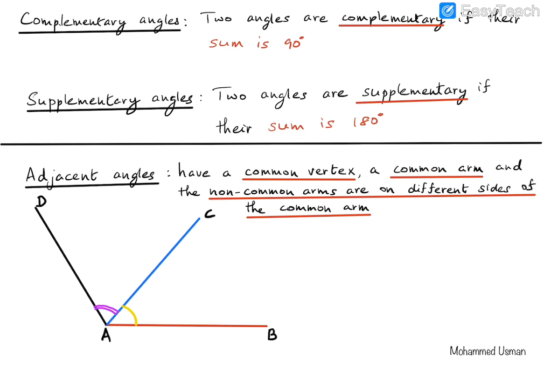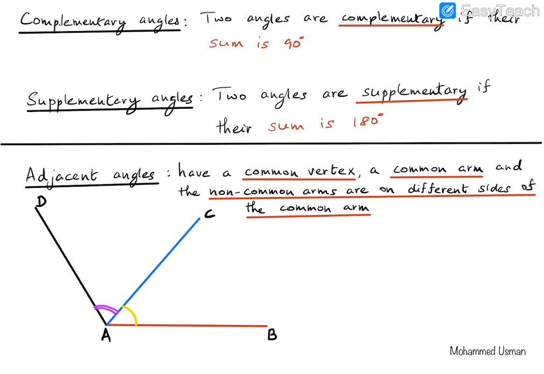And the third condition that must be satisfied is that the two non-common arms must be on different sides of the common arm. So you see that the non-common arm AD and the non-common arm AB are on different sides of the common arm AC. So the non-common arm AD is on the left-hand side of the common arm AC, and the non-common arm AB is on the right-hand side of the common arm AC. So these are the three properties that must be satisfied for two angles to be adjacent angles.